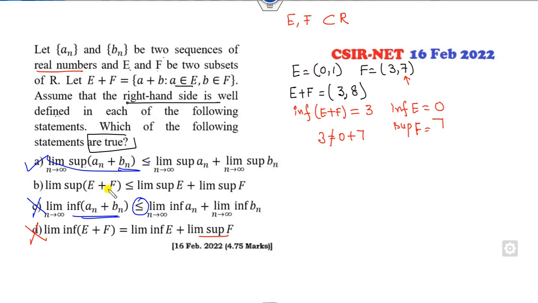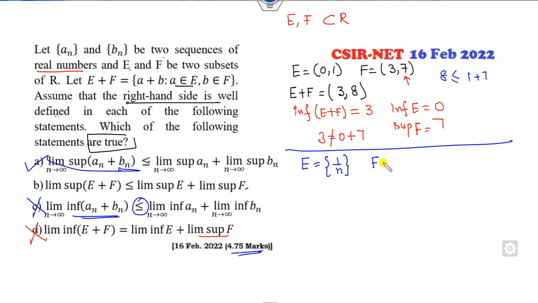If I look at the supremum of E plus F, what is the supremum of E plus F? It is 8, less than or equal to supremum of E plus 7. But this example does not give you the correct option, because examples are provided only to discard options. Now because it's part C, it may have the correct option. So if I take a sequence of this nature, E is this, F is this.